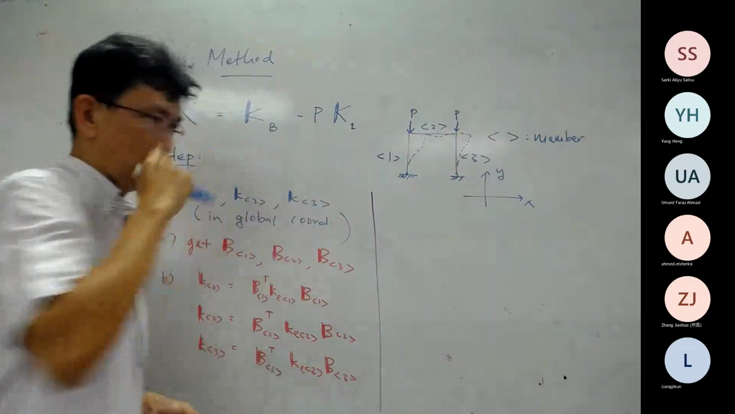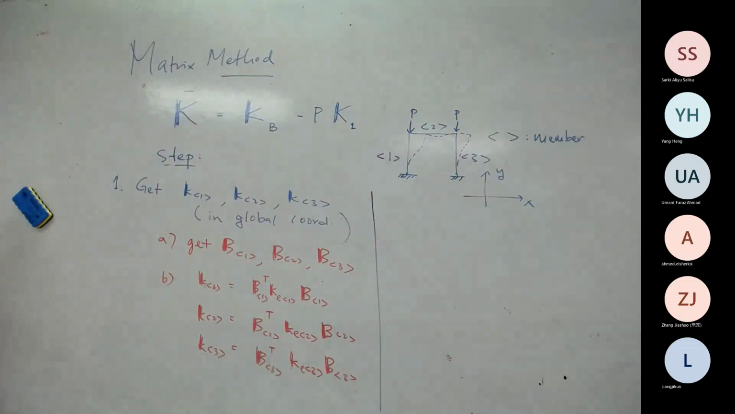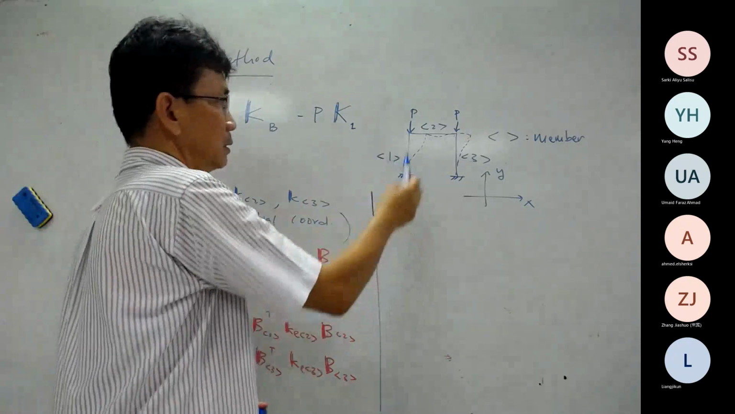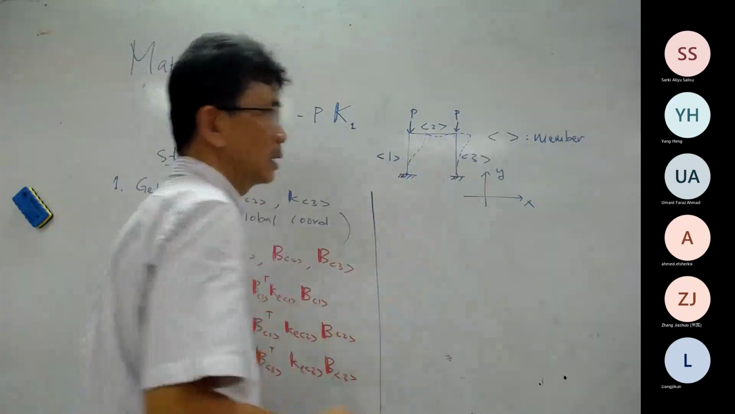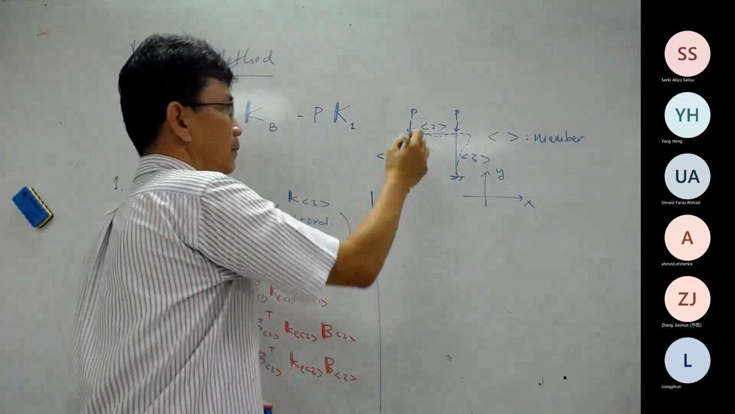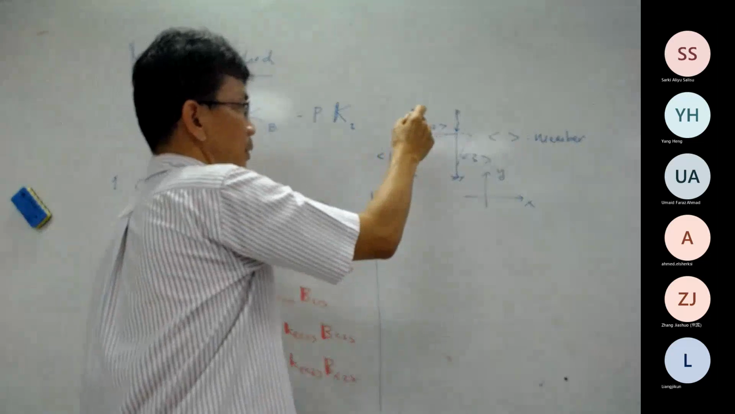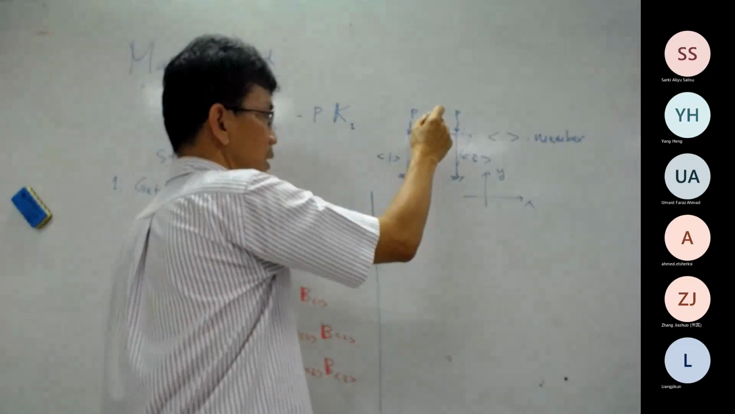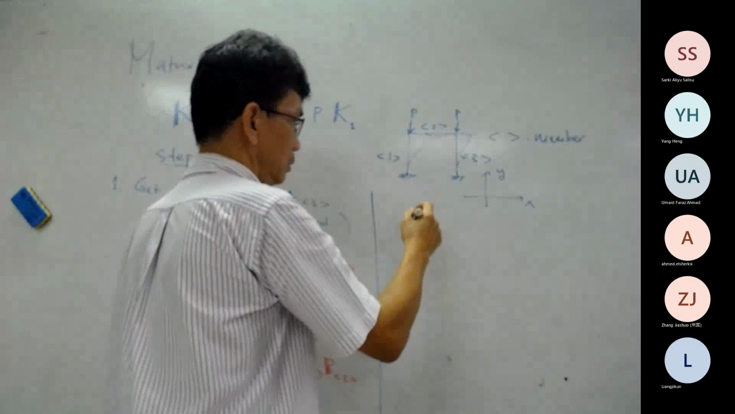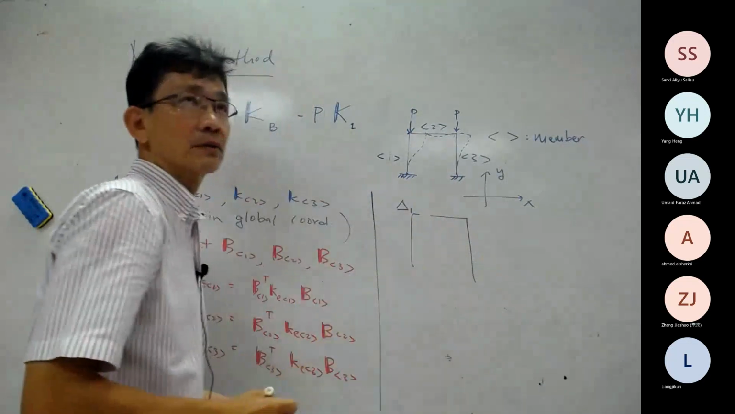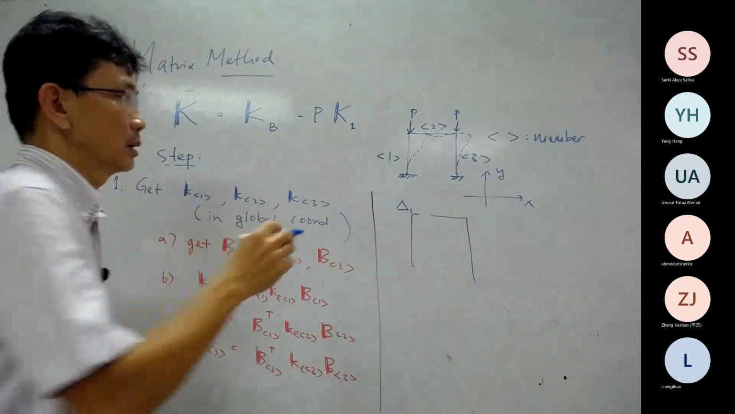Remember, we want to find matrix method, we want to find P critical. Our aim is to find P critical. Okay. So our aim is to find P critical that makes this shape possible. Okay. So for this shape, we have translation here. This point is allowed to translate. So you are going to have a degrees of freedom there for translation.